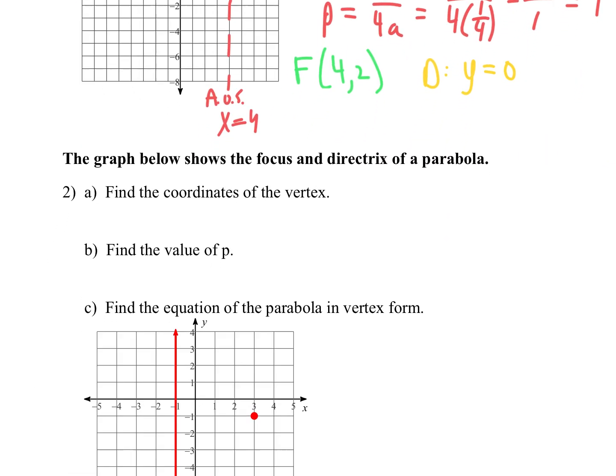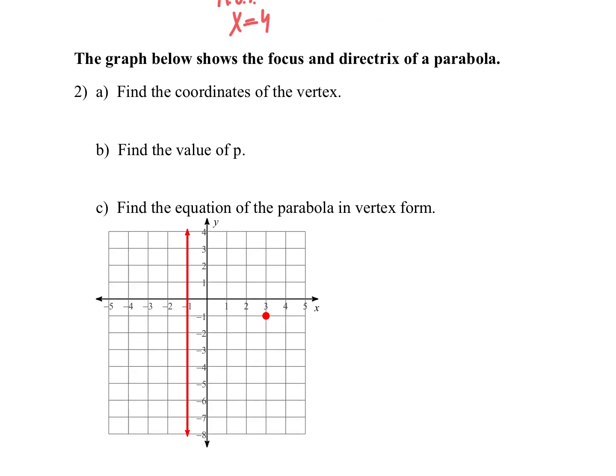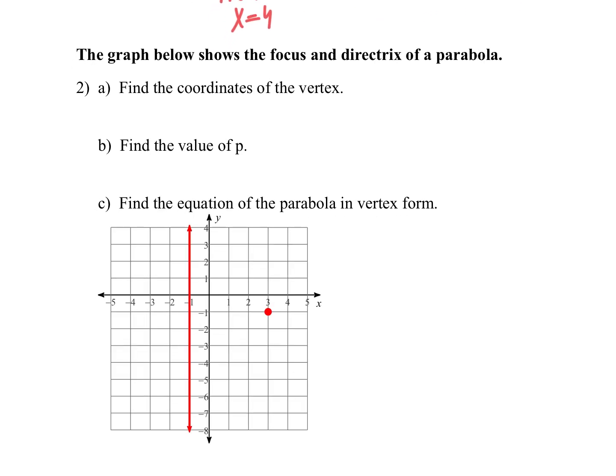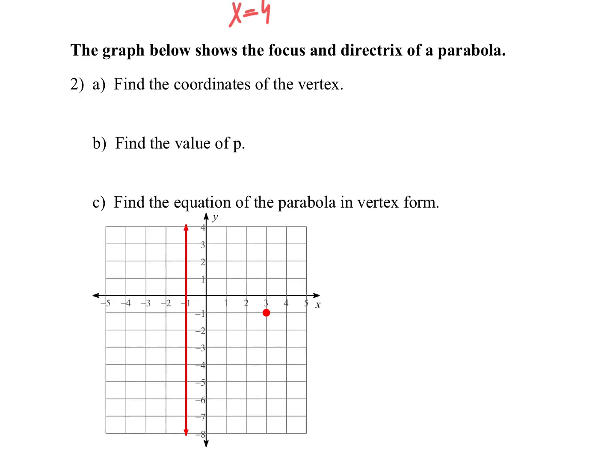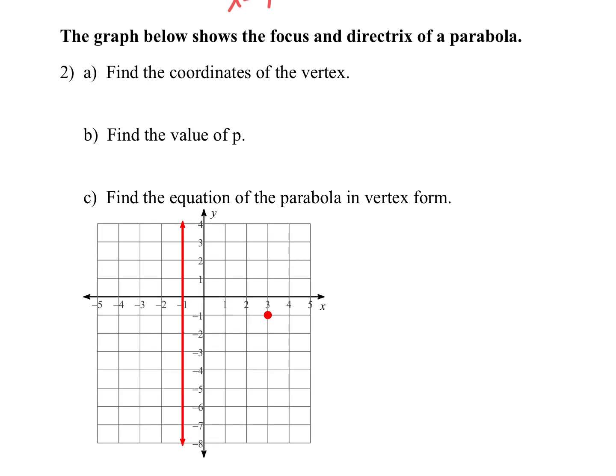Okay, moving along then to number 2, they give us some of the properties. They're giving us, it looks like, a focus and a directrix. Okay, we want to find the vertex, find the value of p, and write the equation in vertex form. So let's label what we have here. Here's the focal point, and then the line, of course, is the directrix.